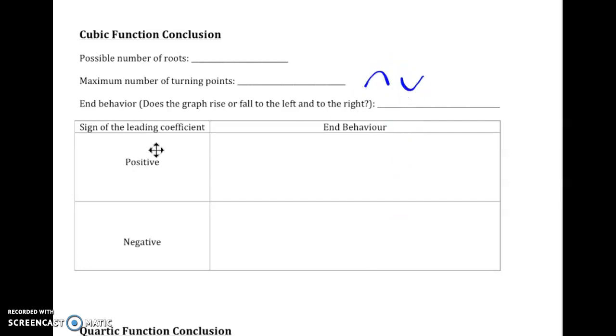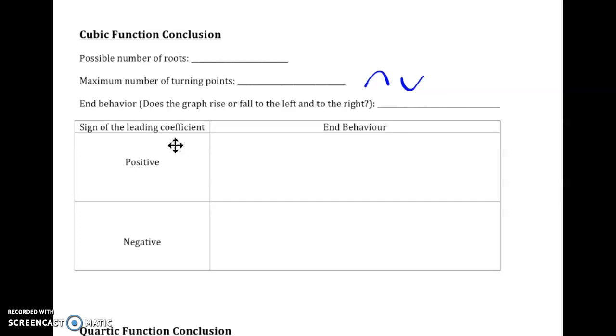Those are turning points. End behavior: does the graph rise or fall to the left and to the right? Okay, what's happening with all those graphs? And then based on the sign of the leading coefficient, and the leading coefficient is the coefficient out front of our leading term, or our term with the highest degree, when it's positive, what does that mean for the end behavior?